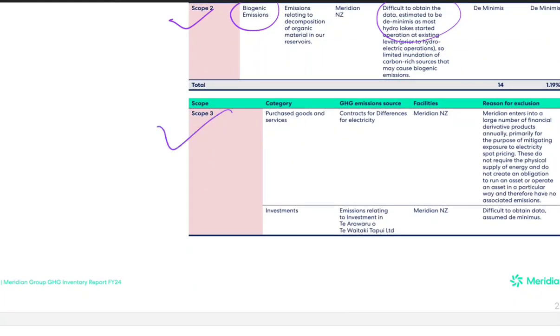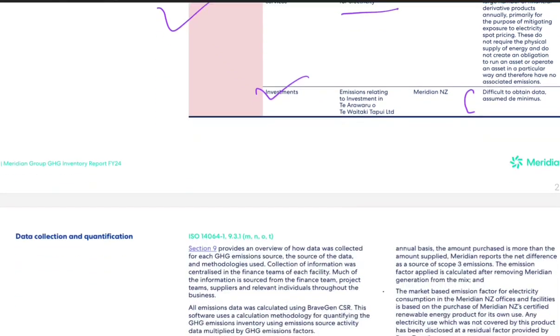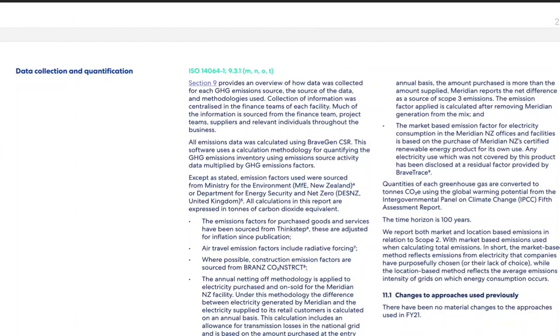Then again similarly for purchased goods and services, like for contractors for different electricities and investments also, it was difficult to obtain the data, assumed to be minimal actually. So data collection and quantification.